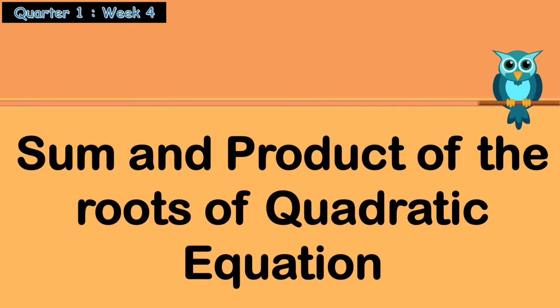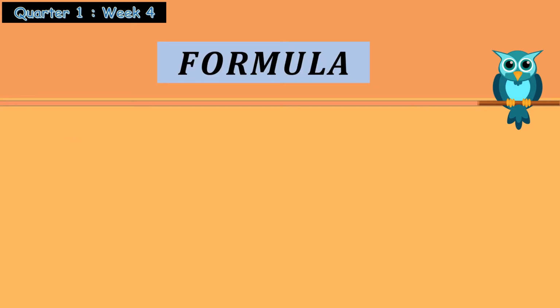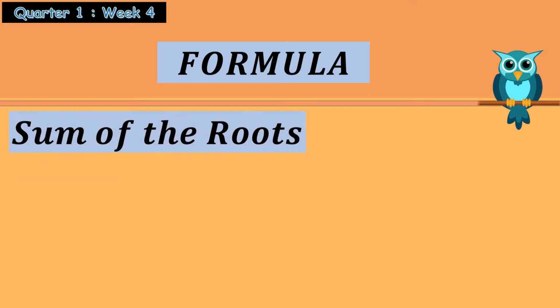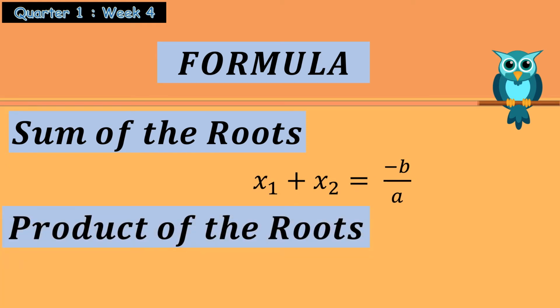In this video, you will learn how to get the sum and product of the roots of a given quadratic equation. And this will be the formula for us to easily identify the sum and product of the roots of a quadratic equation. For the sum of the roots, we will use x sub 1 plus x sub 2 is equal to negative b divided by a. And for the product of the roots, we will use this formula: x sub 1 multiplied by x sub 2 is equal to c over a.